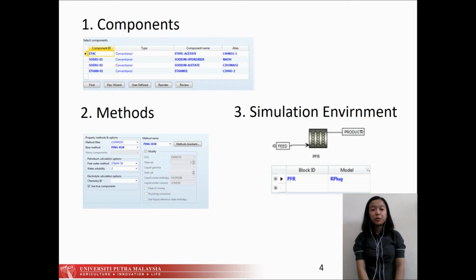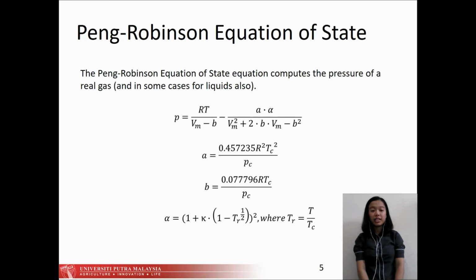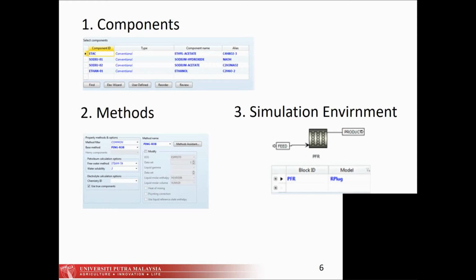Next, I'm going to briefly talk about the steps in simulating our Aspen results. First, we insert the components. The reactants are sodium hydroxide and ethyl acetate, while the products are sodium acetate and ethanol. Then we set the method used, which is Peng-Robinson. Peng-Robinson equation of state can be used to compute pressure for real gas and liquid. The general form of the Peng-Robinson equation of state is shown in the slide.